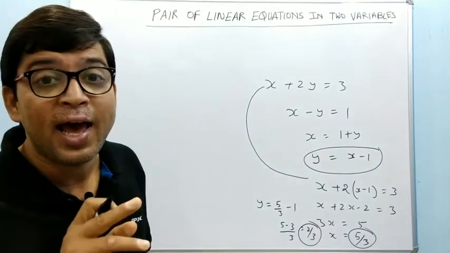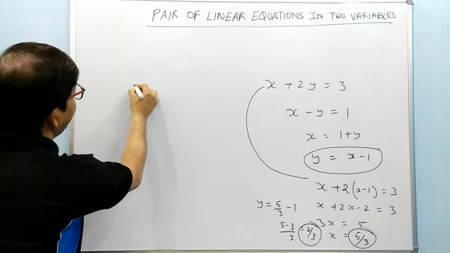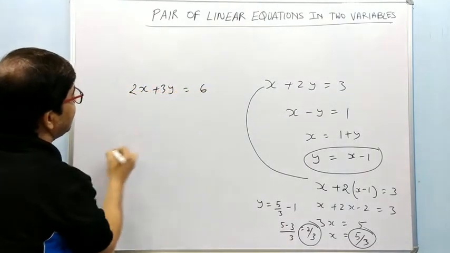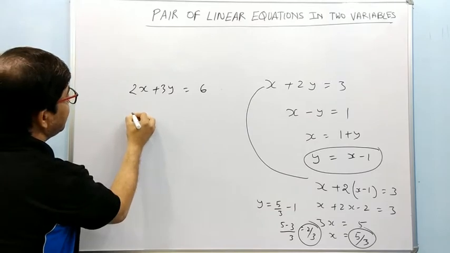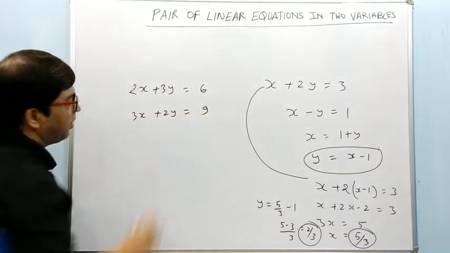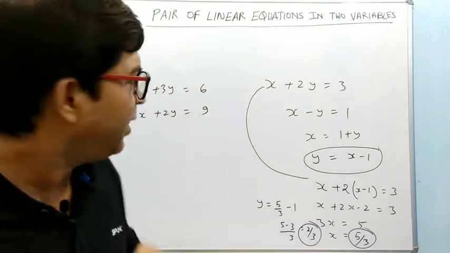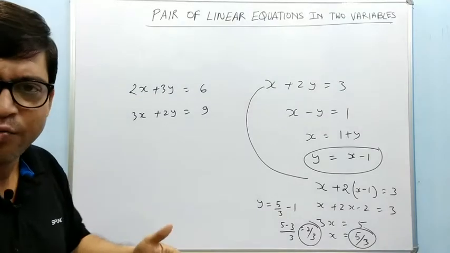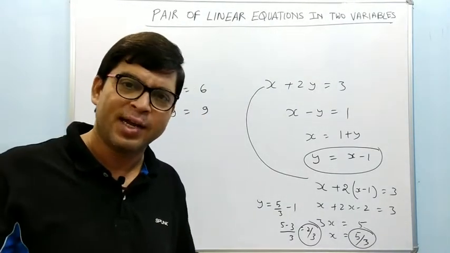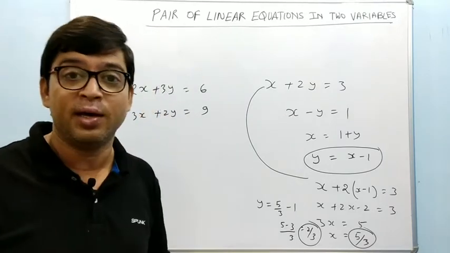Now we will go for elimination method. See, equation is like that, 2x plus 3y is equal to 6 and this is 3x plus 2y equal to 9. I need to solve these two equations. Substitution method, if we apply, we will get the value of one variable in terms of another from an equation, put it in another, and we can get the solution easily. Now we are going for elimination method.